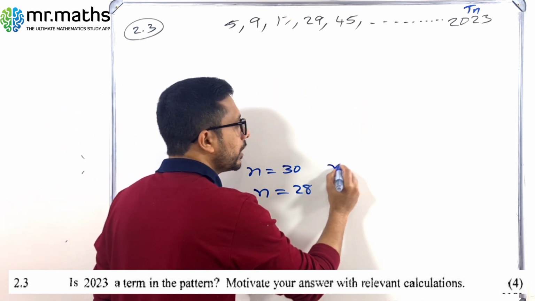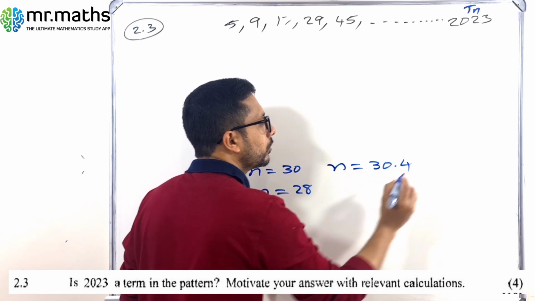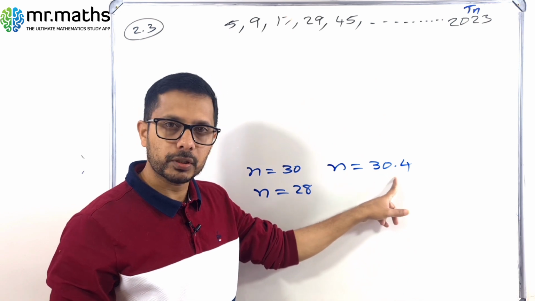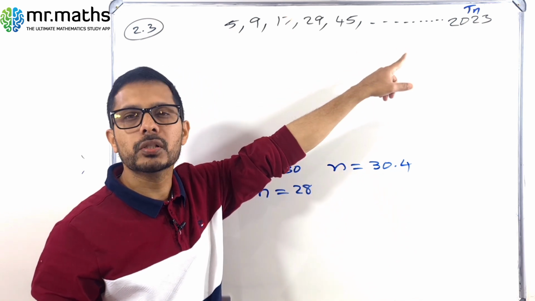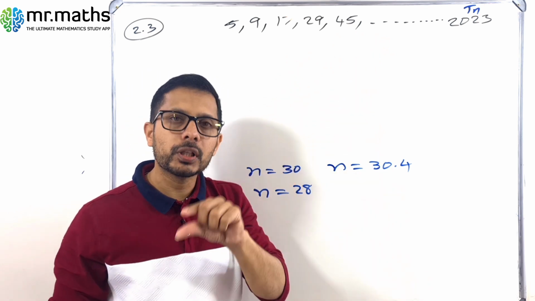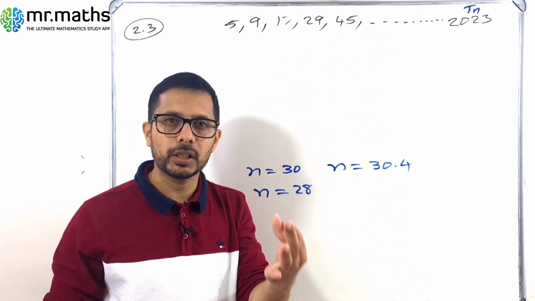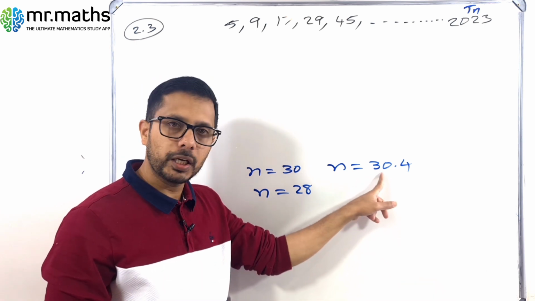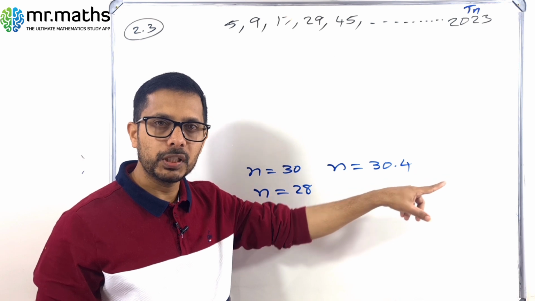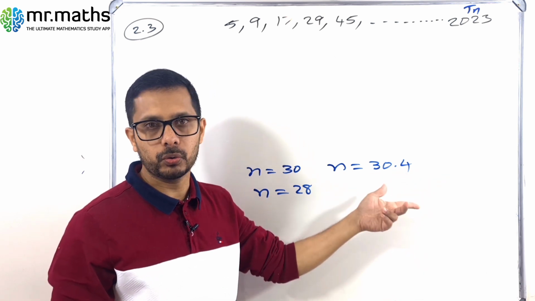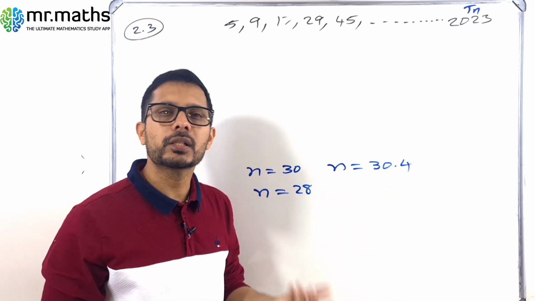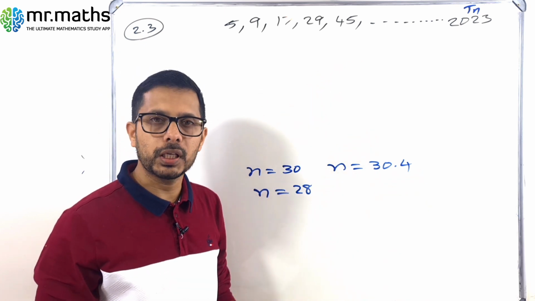But if we are getting n equal to 30.4, that is not a natural number, then 2023 is not a term in that sequence. Why? Because we are talking about the first term, second term, third term, fourth term. After the 30th term, which term is that? The 31st term. Is there any 30.4th term? No. So if we are not getting a natural number, then 2023 is not a term in that sequence.